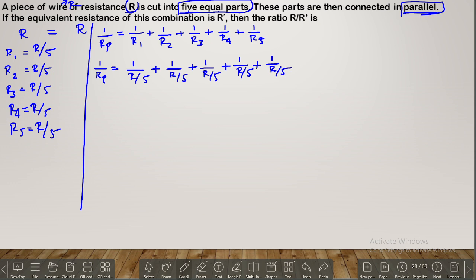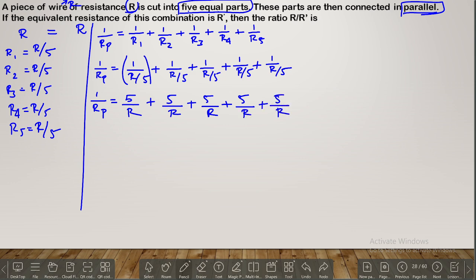Clear? So this one is in the form of a complex fraction. If you rearrange it into a normal fraction, we can write this as 5 by R plus 5 by R plus 5 by R plus 5 by R plus 5 by R. So now 1 by Rp is equal to, common denominator is going to be R, add all the numerators, it's going to be 25. But what we need is Rp. So Rp is equal to R by 25. Take the reciprocal over here.